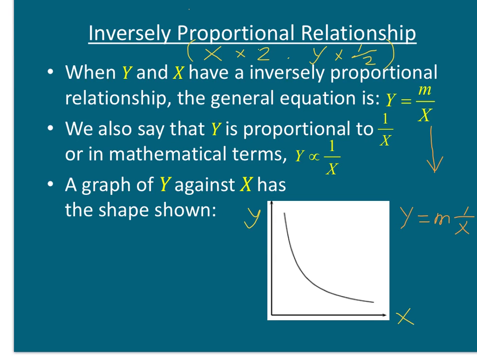so it's y equal to m times square root x. Now we deal with the inversely proportional relationship. What it means is if x is doubled, y is halved, and vice versa.